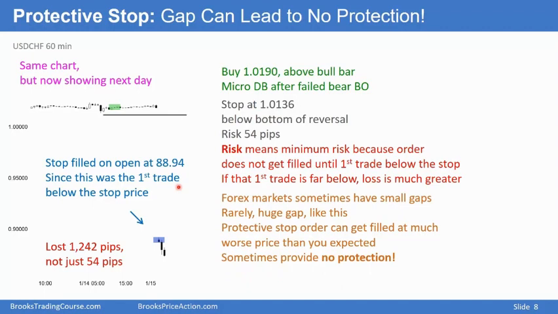Forex markets often have small gaps, like on Sunday when they open. Huge gaps like this are very rare, but when you get them, your protective stop gave you no protection at all. You lost far more, 20 or 30 times more than what you thought was your maximum risk. Should you still have a stop in the market? Yes, you should always have a stop in the market.